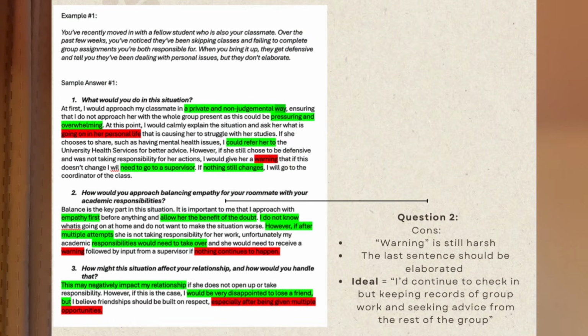However, again, as I was running out of time, there were some harsh statements that I would prefer to change. I used the word warning again, but another thing I would add specifically with this question is I say, followed by input from the supervisor if nothing continues to happen. In an ideal world where I didn't run out of time, I would have preferred to add an action rather than just saying, if nothing continues to happen. Something better would have been, I'd continue to check in, but keeping records of group work and seeking advice from the rest of the group. This would have added in how I'm also proficient at team collaboration and doing continual check-ins to give them time to improve and change their situation.